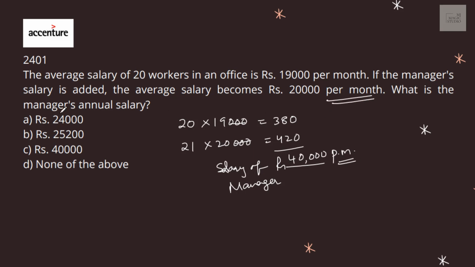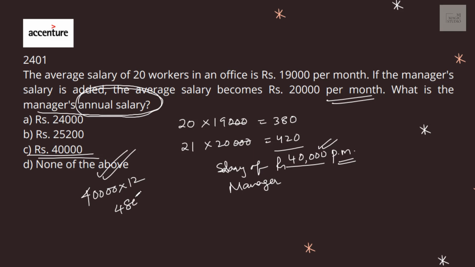Mind it. What is the manager's annual salary? See the trick in the question. They have given 40,000 as one of the options, but the correct answer is none of the above, because the annual salary is 40,000 into 12, that is 4,80,000, and not 40,000. 40,000 is the salary of the manager per month. But the question is, what is the manager's annual salary? Annual salary is way more than 40,000, isn't it? Into 12, it would be 4,80,000. None of the above. What a tricky question it is.